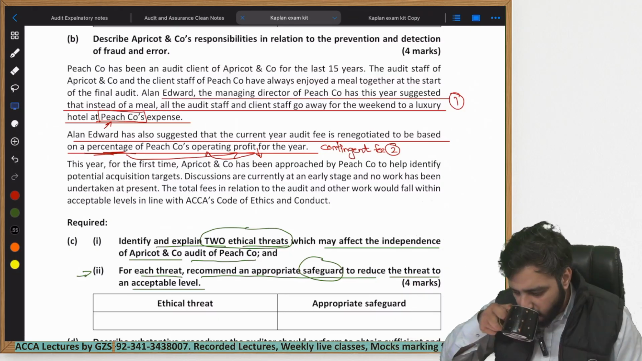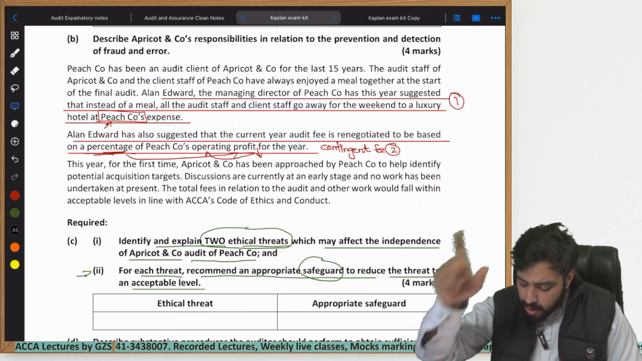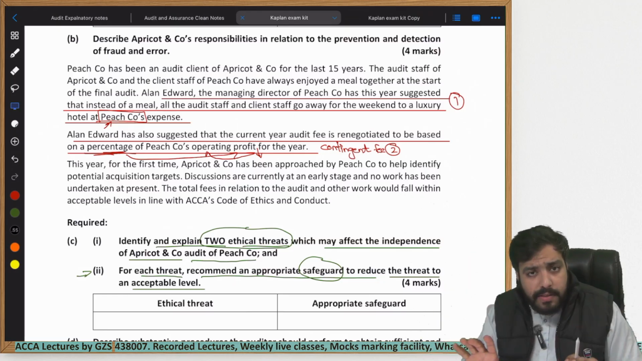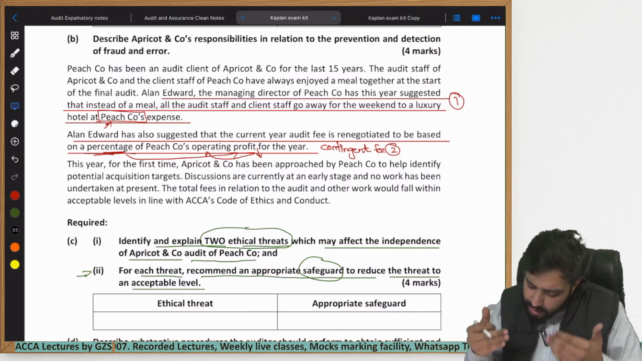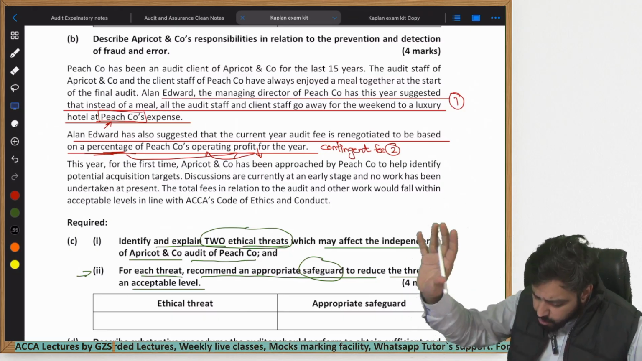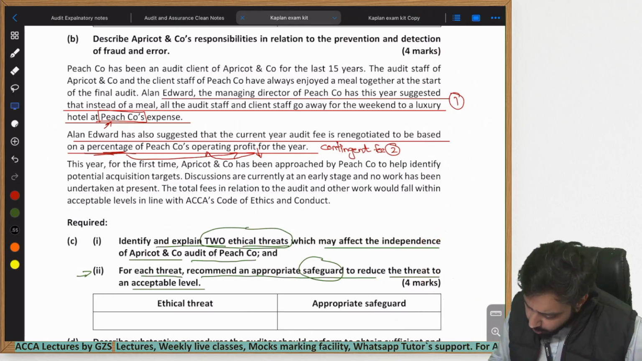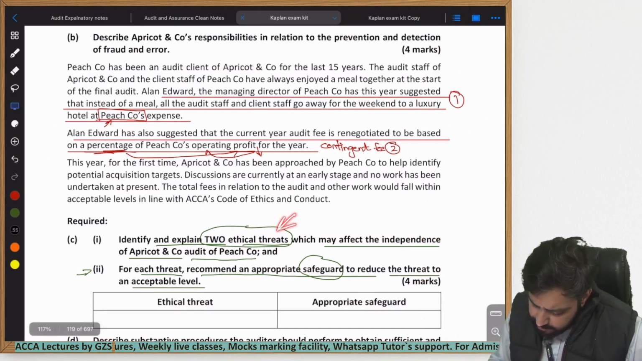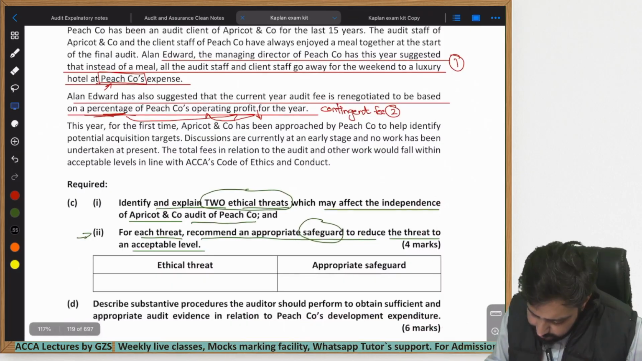But because this is a class, a recorded lecture, obviously I'll move towards the third paragraph as well. Now, reading forward, we have identified two threats, by the way. We are already done with the requirements of the examiner. This is something extra that we are going to do for the examiner.